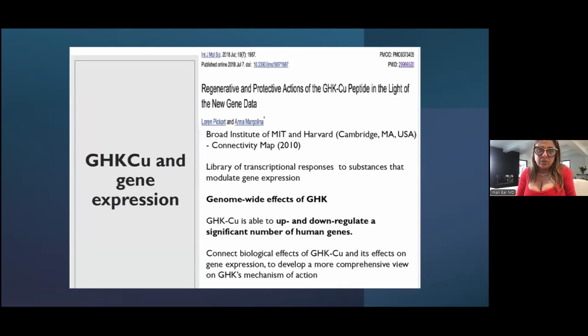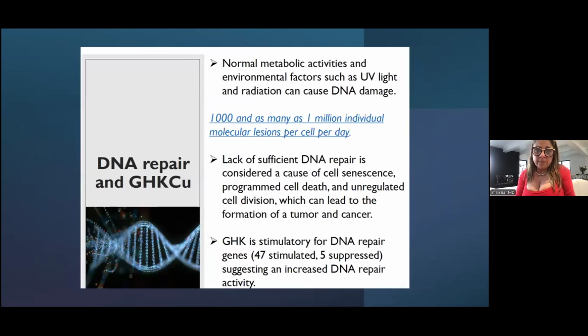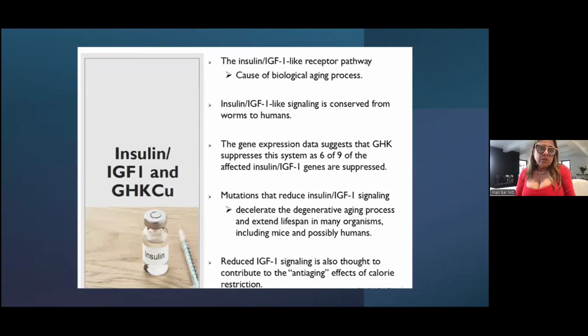GHK, copper peptide. So this is a popular peptide for skin and anti-aging. However, we know that it does more than that. It is very much studied, even here in the United States. It's a regulator for the human genes. So it's a very important gene regulator for longevity and anti-aging, and regulates the telomere length. DNA repair is one of its functions. So IGF-1 and GHK, insulin, IGF-1 and GHK receptor. Again, it signals that receptor.